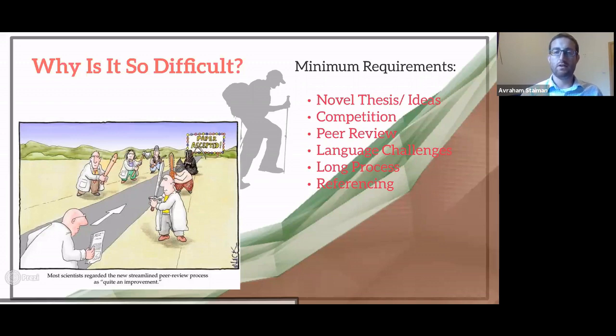So I often hear some similar themes. First of all, we need to come up with a novel thesis or idea. The goal when we're writing our paper is not to regurgitate things that others have written previously or that we ourselves have written. However, this isn't always so simple.